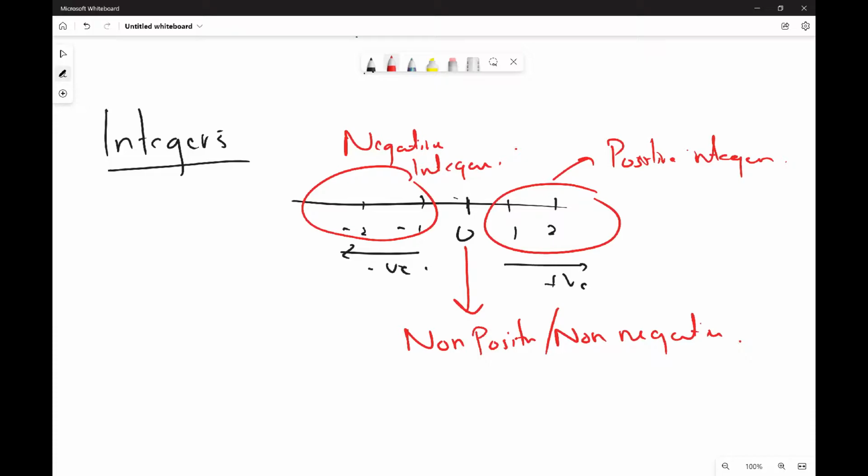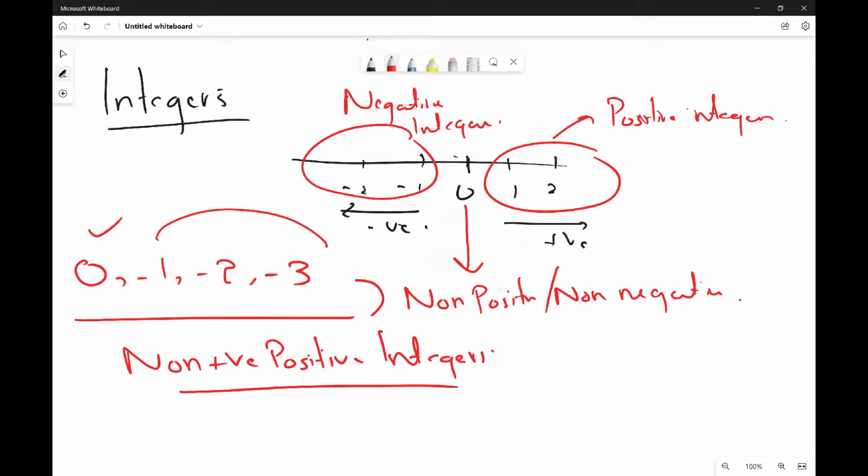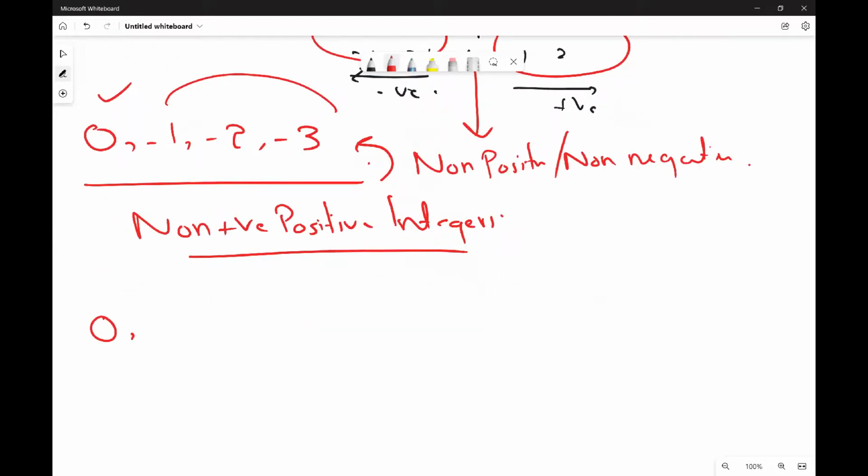Acha, what if I write down a series of integers, for example, 0, minus 1, minus 2, minus 3? This series has a 0 and 3 negative integers. So what would you call this entire set altogether? We'll call this a set of non-positive integers. Non-positive integers have all the negative integers as well as a zero. You can't call it negative integers because it has a zero. So we call it non-positive integers, because it leaves behind for us the negatives and the zero.